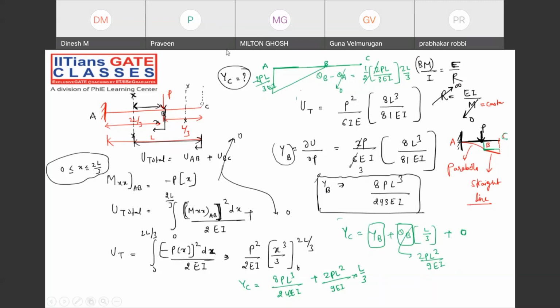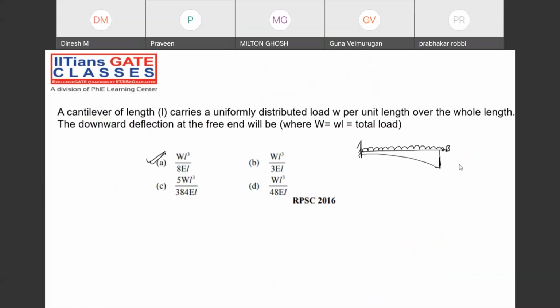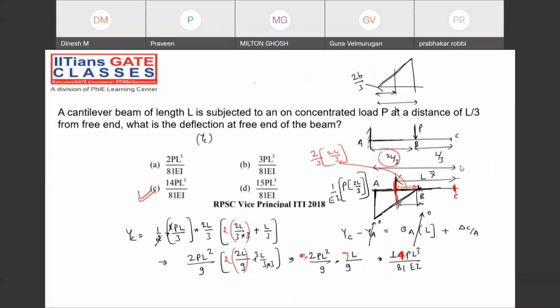See, try to understand two to three things. Whatever problem we have solved, we have solved this question by the method of what? Moment area method. We have taken the moment area method between point C and point A. Let me check what is the official answer for this question.